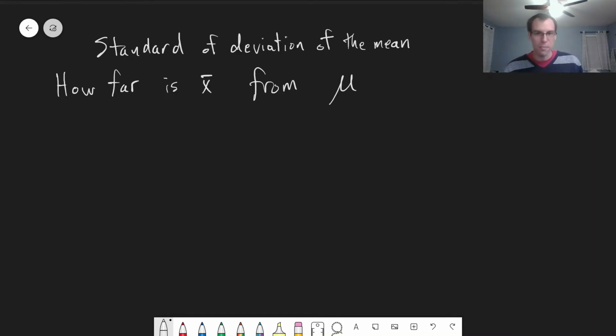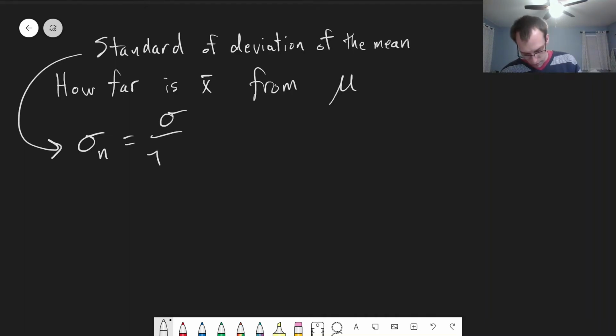All right, and so as you do more and more measurements, this number will get smaller and smaller. So sigma n, which is the standard deviation of the mean, is equal to sigma divided by the square root of n. All right, and so this is the way to calculate this standard deviation of the mean.